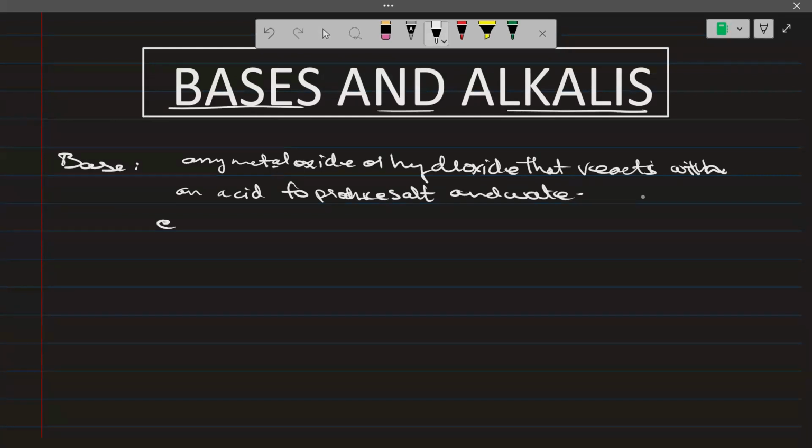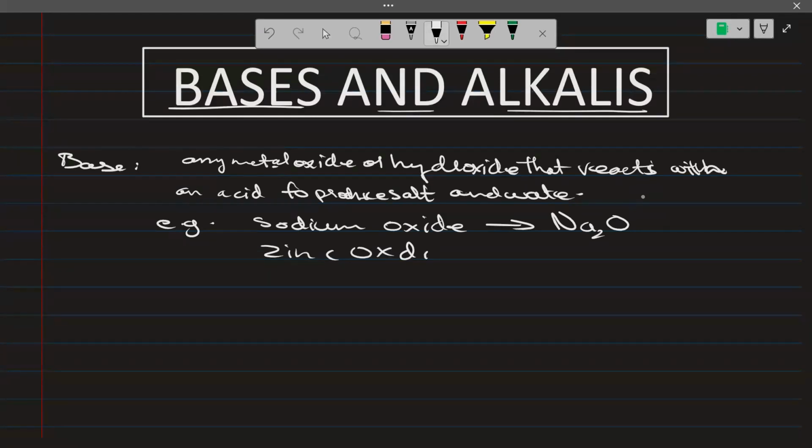Okay. So some examples of bases are sodium oxide. These are some examples of base. And what is the formula? It's Na2O, because oxygen has two charge, that's why the two charge will transfer to Na. Na has one charge. And another example is zinc oxide, and its formula is ZnO. Zinc has two charge and oxygen has two. These two charges will cancel out, and that's how this is derived.